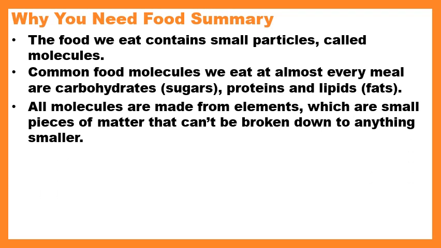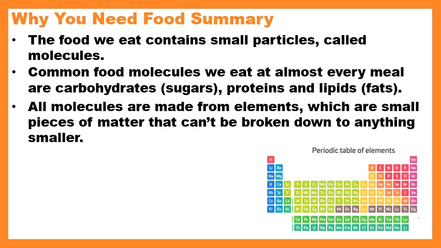Now, these molecules are made from elements, which are small pieces of matter that can't be broken down into anything smaller. So maybe you've heard or seen this chart called the periodic table of elements in your science classroom. And what it is, it's every known element of both living and non-living things. So everything that exists on Earth, whether it's living or non-living, is made up of different combinations of these elements. So rocks are made up of different combinations of these elements. Water is made up of different combinations of these elements, specifically hydrogen and oxygen. And you and I are actually made up of different combinations of these elements.